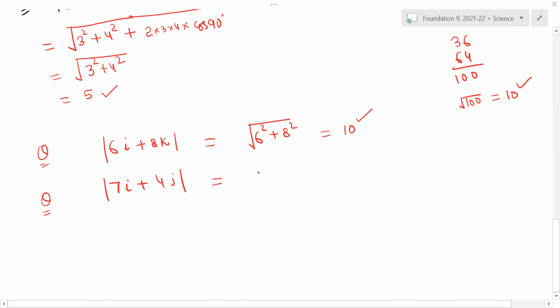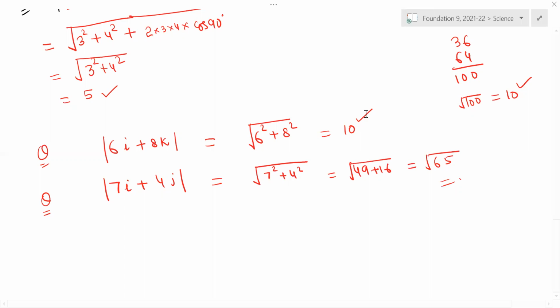Okay. Same method. What we have to do? 7 square plus 4 square. 49 plus 16 is how much? 65. That's all. Sir, but it's a square, right? So how directly 65? Square root, add 49 plus 16, how much? Acha, 65 doesn't have a square root.